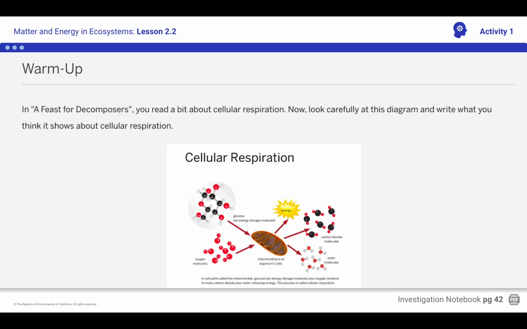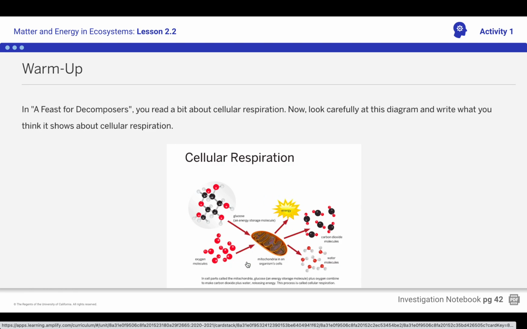Let's go ahead and start with our warm-up. The warm-up shows this graphic that we've had for cellular respiration. It says, in A Feast for Decomposers, you read a bit about cellular respiration. Now look carefully at this diagram and write what you think it shows about cellular respiration. It's a little vague, and it's vague on purpose because it's not trying to tell you what you should know. The purpose of this question is to assess what you do know about cellular respiration. So take a minute. This answer might be a little bit longer, and that's okay. Talk to me about what you know about cellular respiration based on this graphic. When you're finished, hand it in and start the video again.